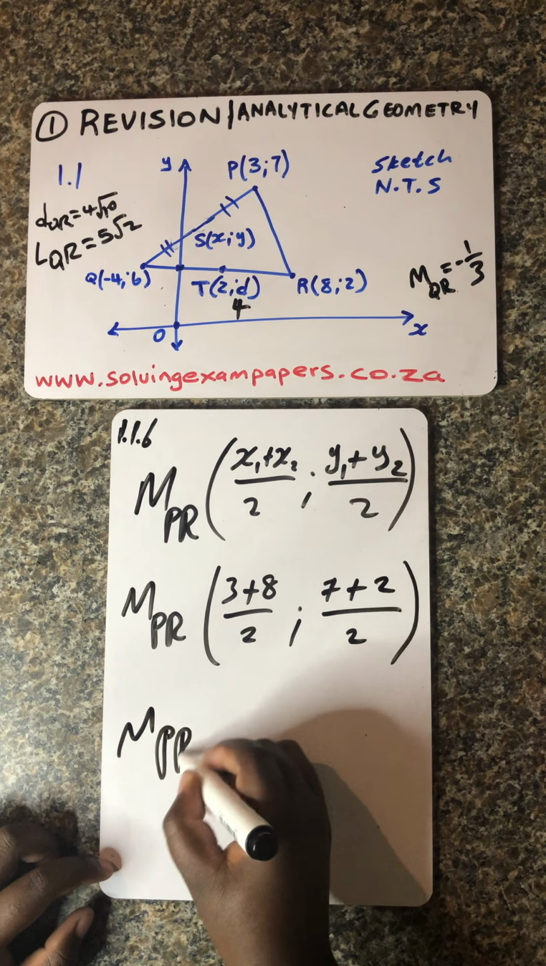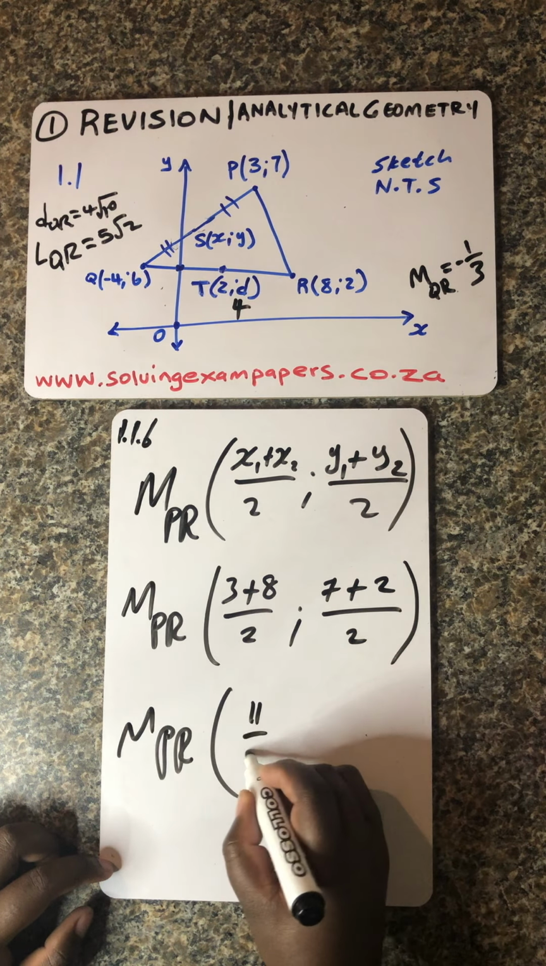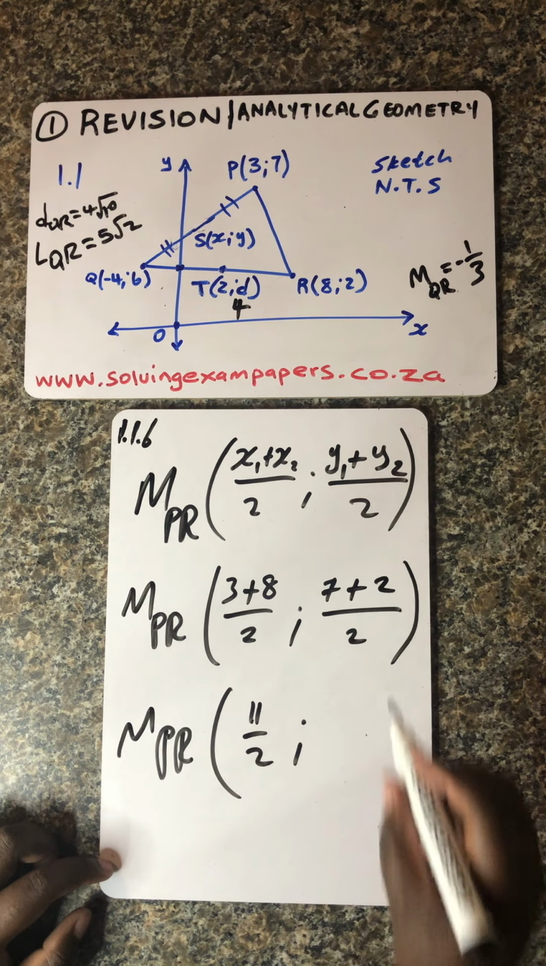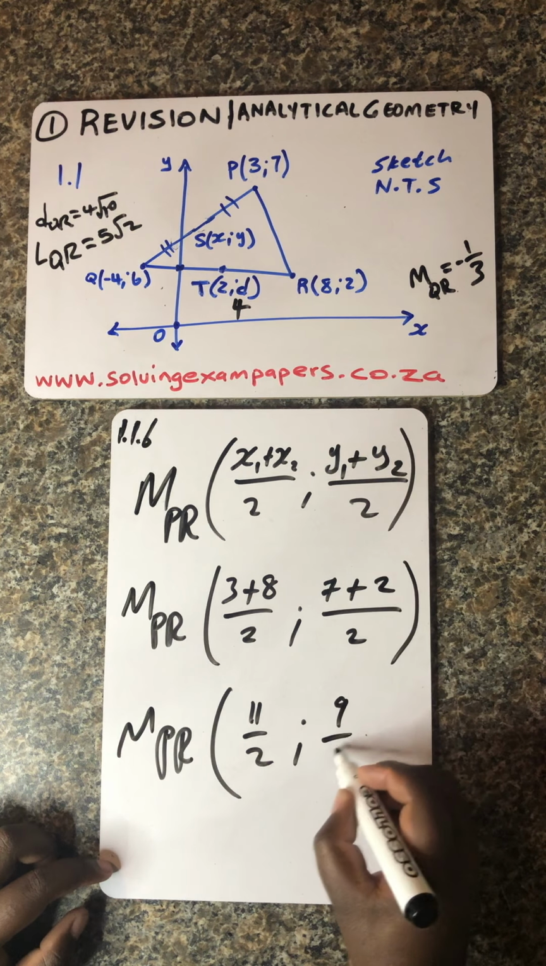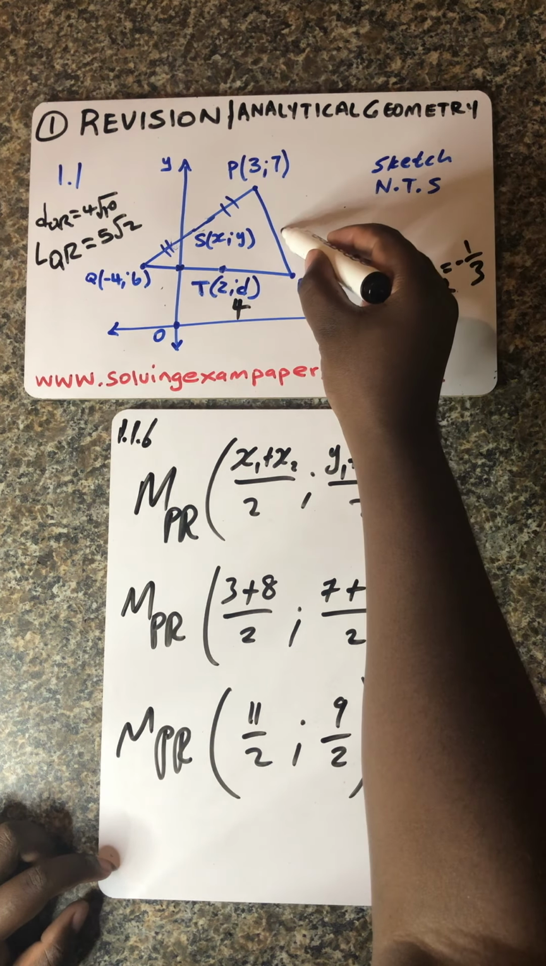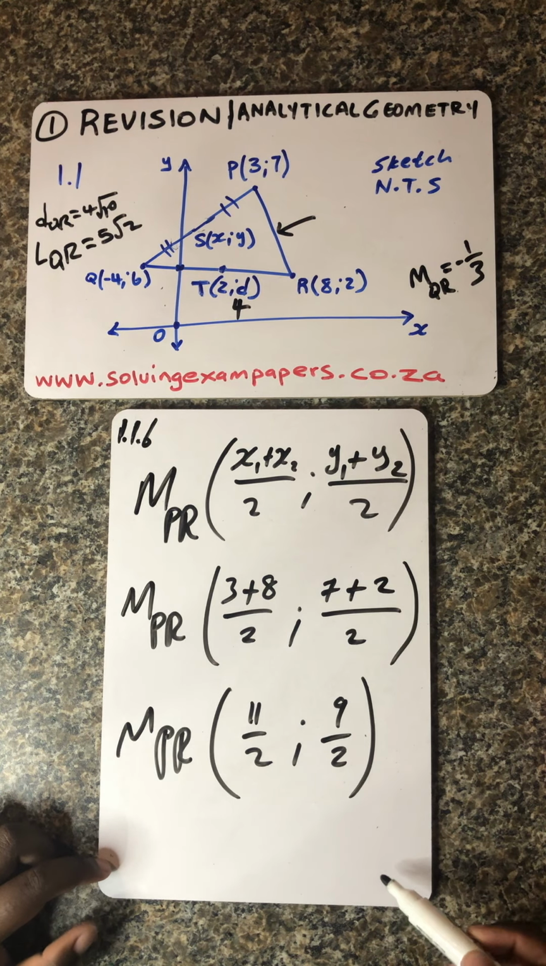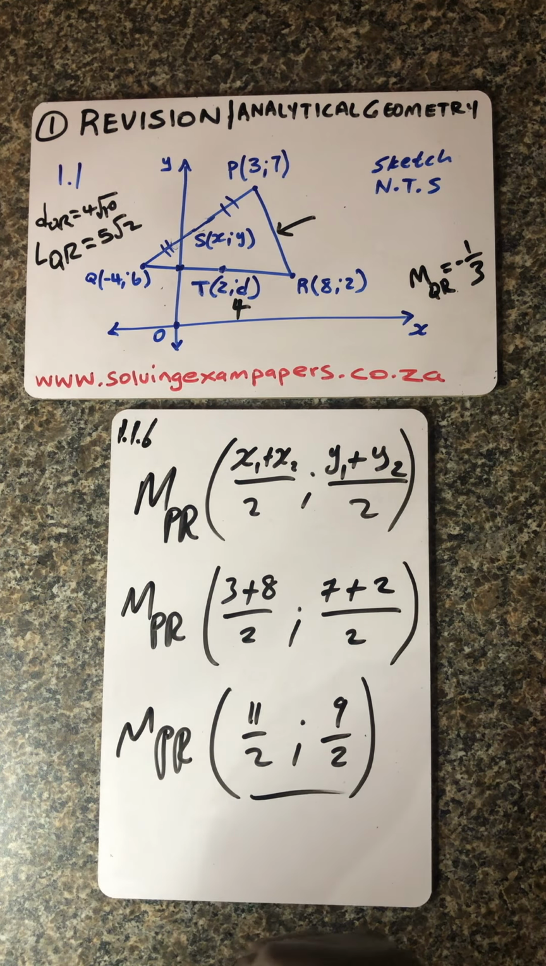So M of PR, ladies and gentlemen, this is 11. So it's going to be 11 over 2. This is 9 over 2. So ladies and gentlemen, that means somewhere in between those 2 points, you've got these coordinates. Very, very much important, ladies and gentlemen.